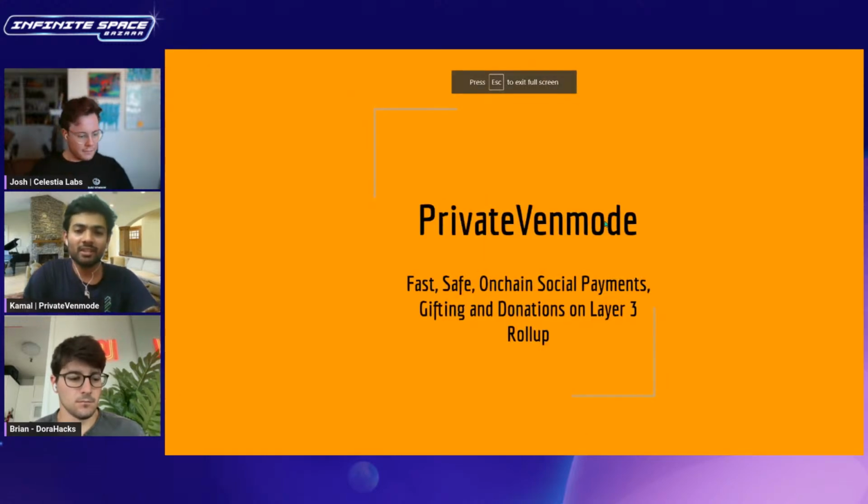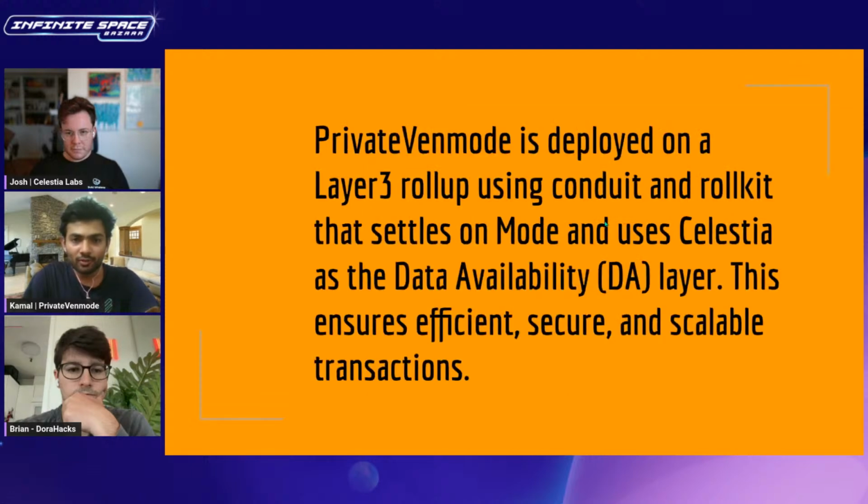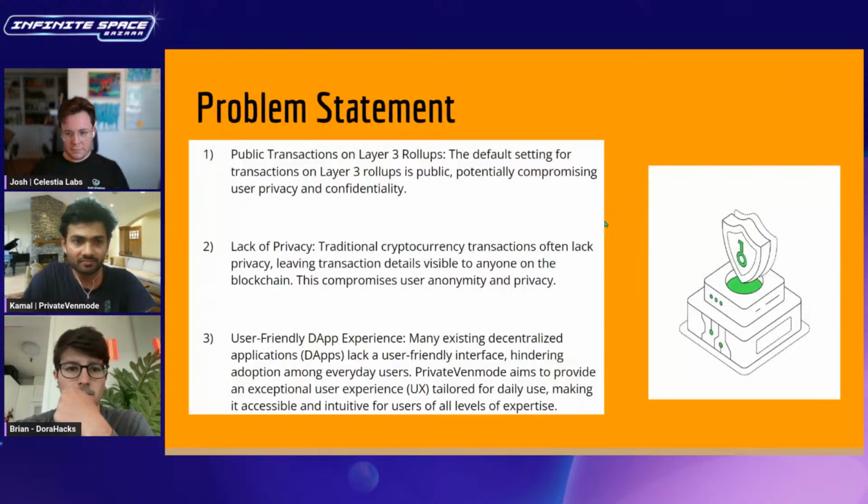Hello everyone, my name is Kamal and I'm a blockchain developer, and welcome to Private Venn Mode, a fast, safe, on-chain social payments, gifting and donations platform on a layer 3 rollup. Private Venn Mode is deployed on the L3 rollup using Conduit and Rollkit that settles on Mode and uses Celestia as the data availability layer. So this ensures efficient, secure, and scalable transactions.